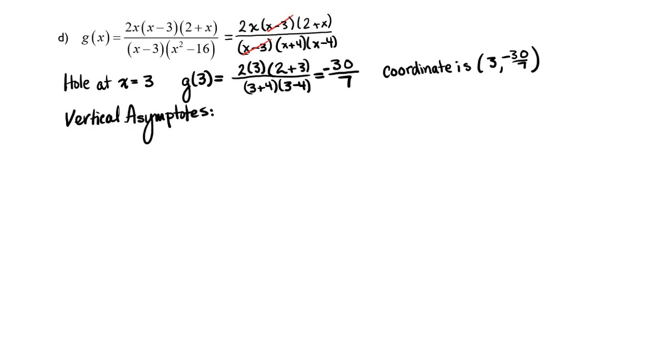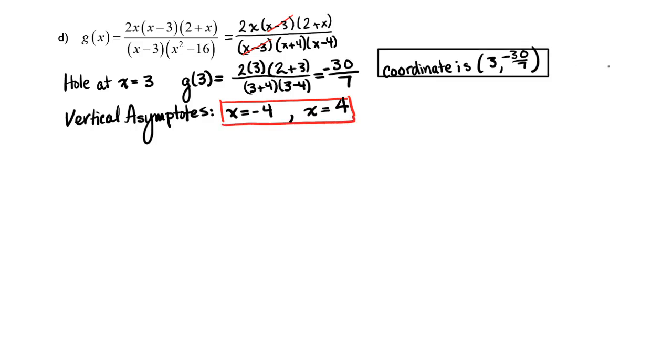Those will be found at the denominator locations. So we will have x equals negative 4 and x equals positive 4 as the two locations for my vertical asymptotes. The hole in my graph will be at (3, negative 30/7).